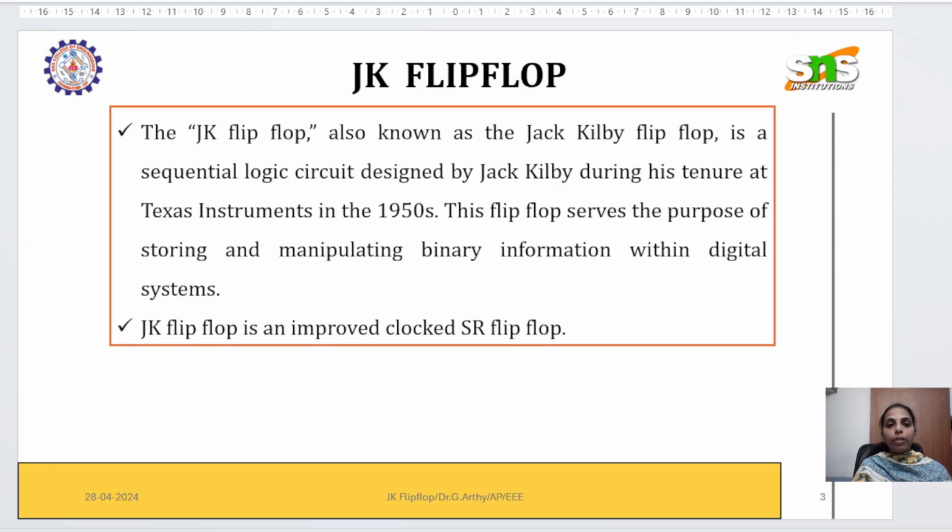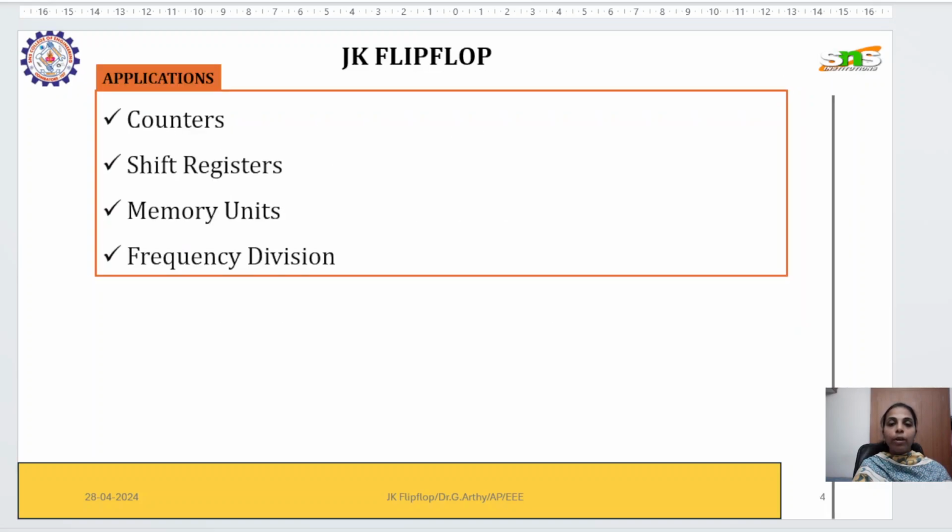SR flip-flop is set and reset. D is data or delay flip-flop. And JK, it was named after the inventor Jack Kilby. Jack Kilby flip-flop. It is also known as JK flip-flop. This flip-flop serves the purpose of storing and manipulating binary information within digital systems. It is an improved version of SR flip-flop.